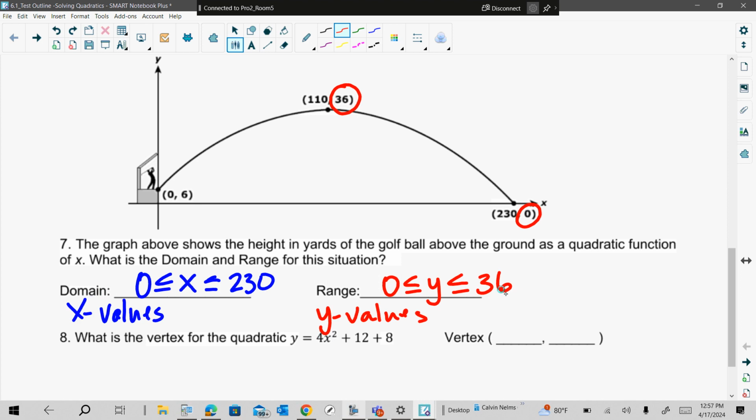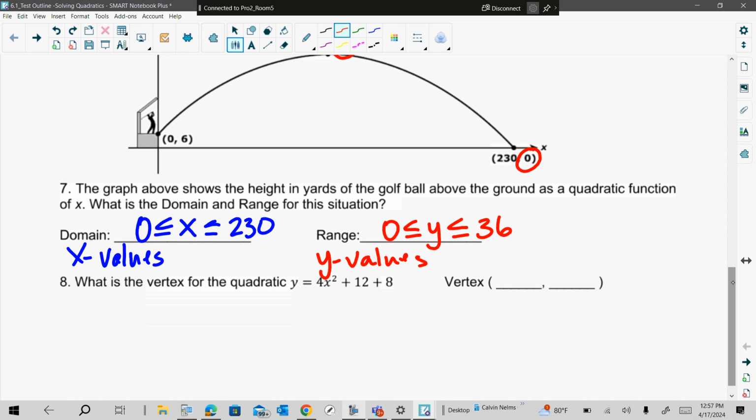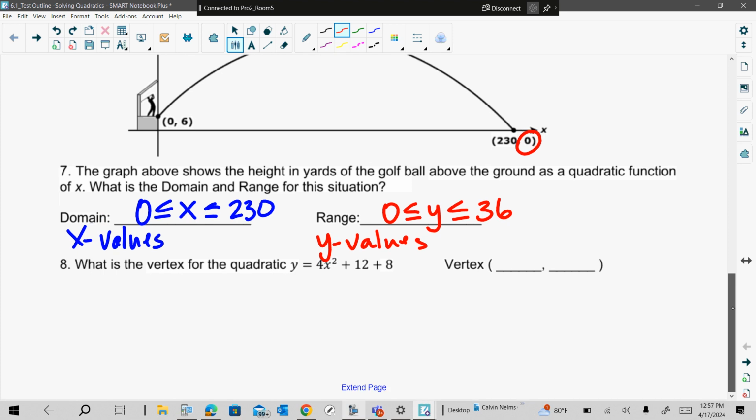It would be wrong because you're saying that this graph keeps going, and it doesn't. It stops at 0. So if it kept going, you would just put all the numbers for domain, not for range. For range, y is less than or equal to 36.